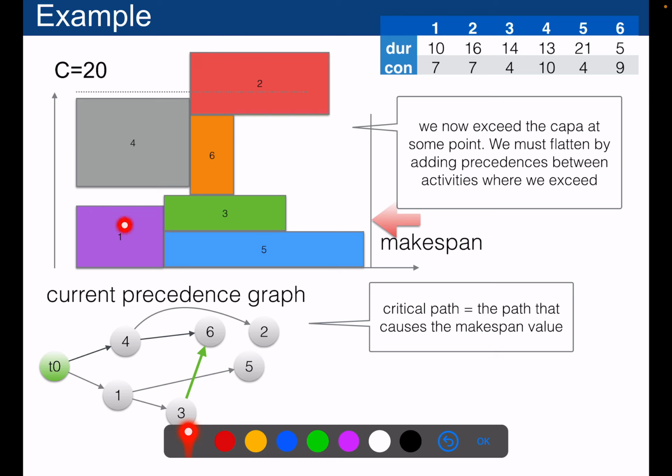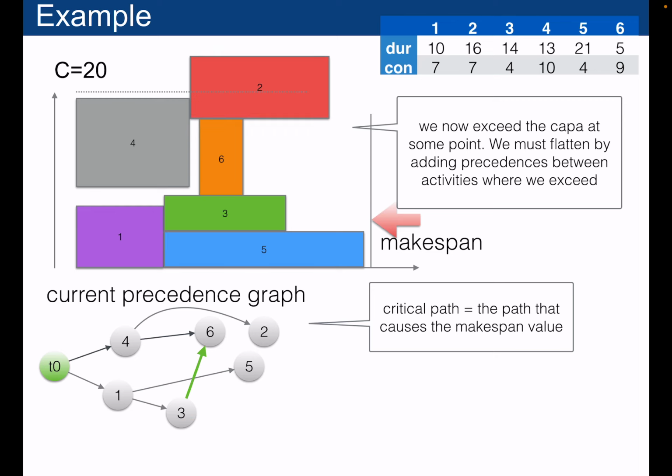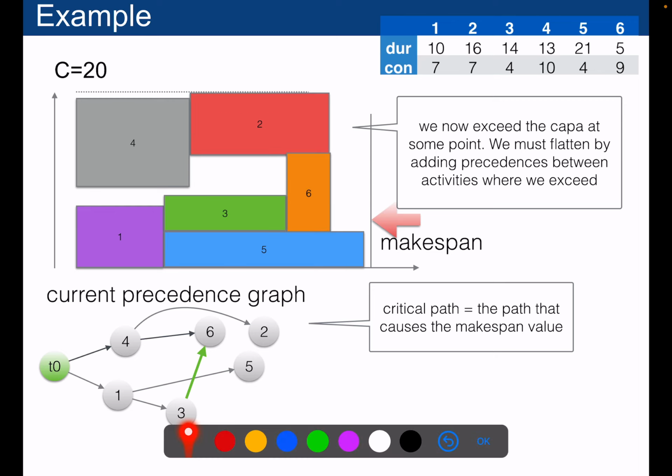I need to flatten this solution by adding again some precedences to make sure that we keep the capacity satisfied again. So I may add, for instance, a precedence between 3 and 6. Okay, if I add a precedence between 3 and 6, 6 will now be placed after 3, so here, and this one will be able to fall back again. So that will give, for instance, this. Okay, and now I satisfy my capacity, and this solution is better.